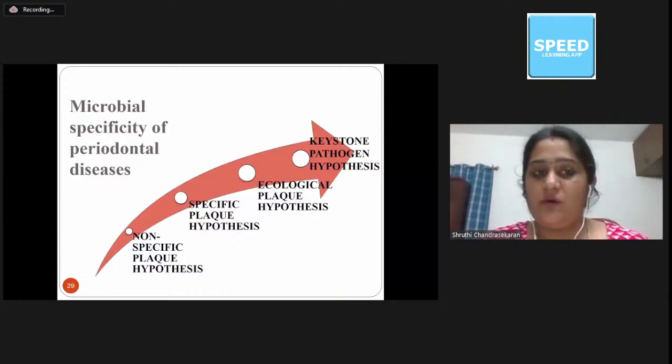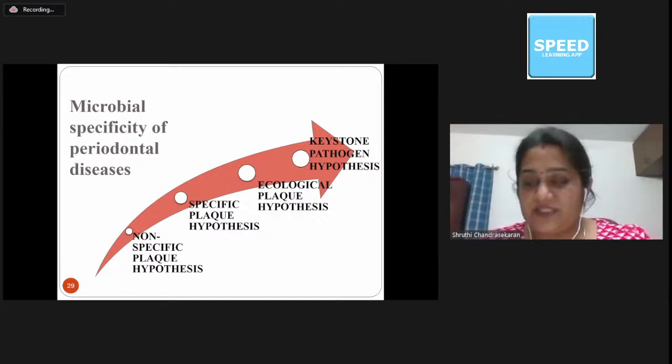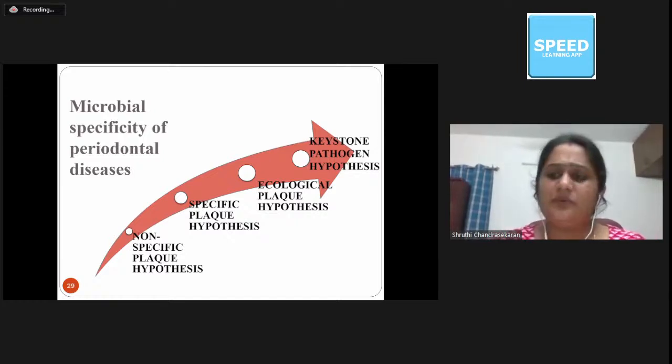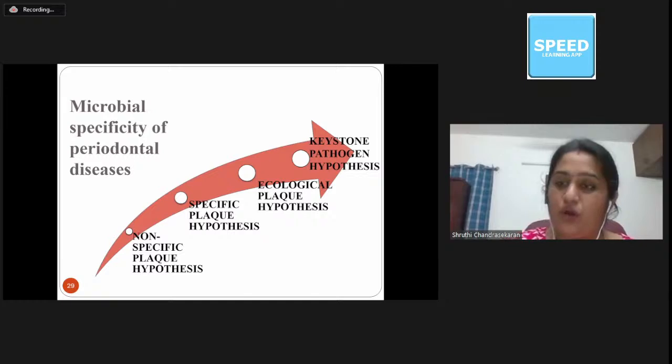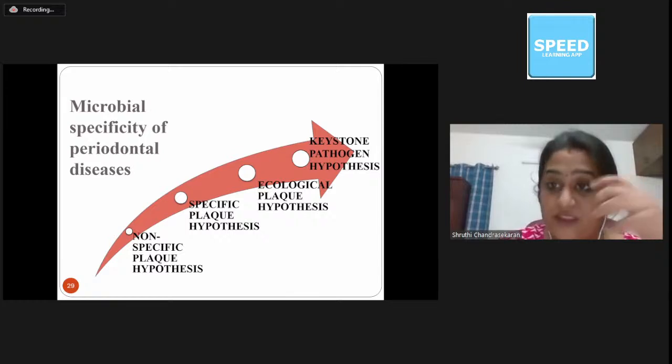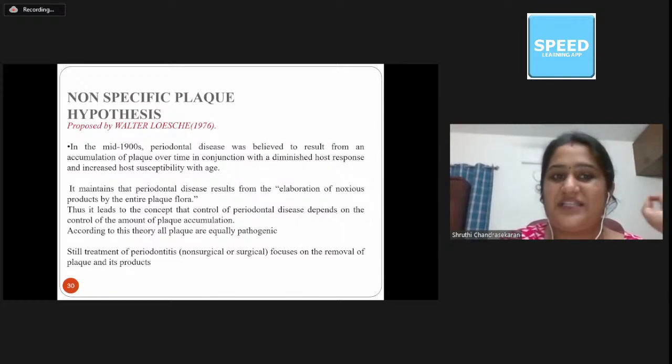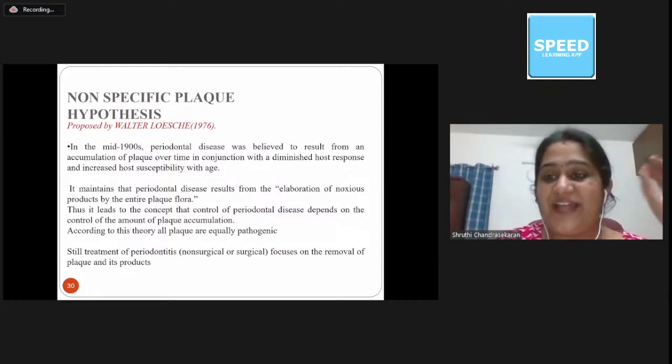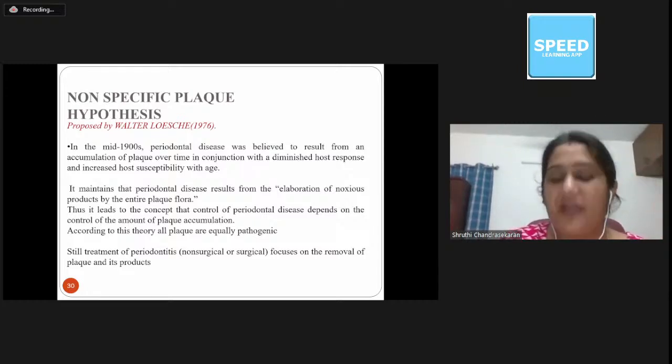Okay. So now let's move on to the microbial specificity of periodontal diseases. Since time immemorial, many authors have been trying to understand the role of these bacteria and microbes in periodontal disease progression. So there were 4 different types of hypothesis which were given over a period of time. The first one is called the non-specific plaque hypothesis, which was given by Loesche in 1976. The author name is very important for this hypothesis because hypothesis and author names are frequently asked questions in the PG exam.